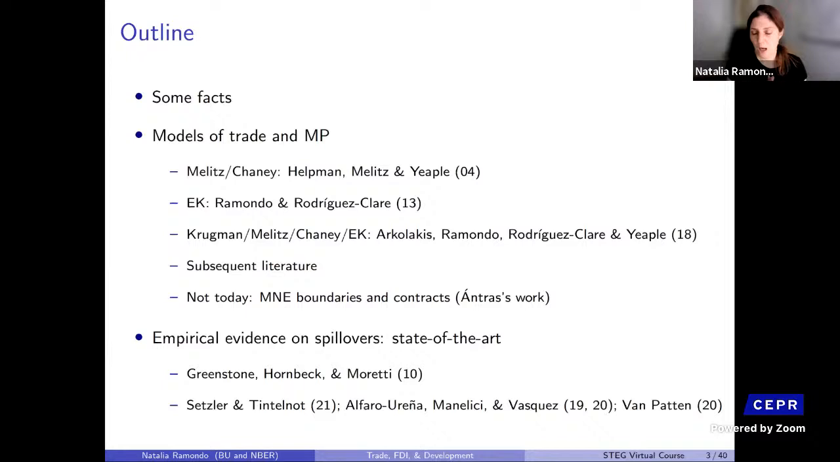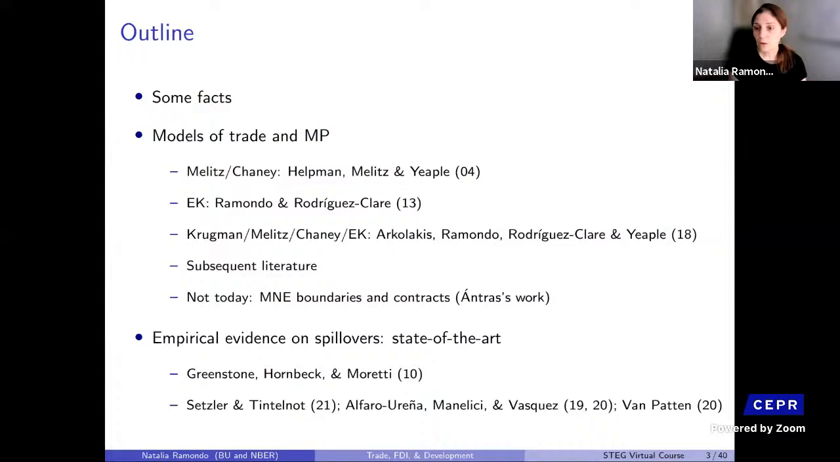I'll show you some of the subsequent literature that picked up on these themes. And I have to say the disclaimer: not today. We are not going to talk about the boundaries of the multinational and contracts. That's all Pol Antràs' work, and that's the subject of a different lecture, a whole lecture, because it's a big literature.